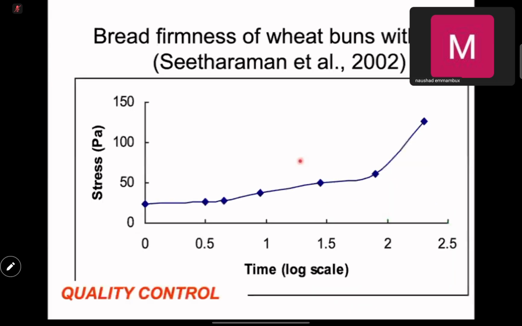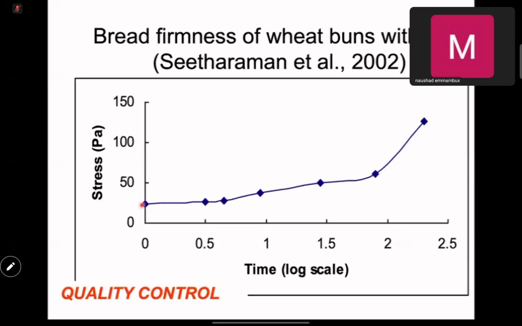So let's see what the application in food is now. For example here, you have bread. If you have bread, you cut it into slices or wheat buns, and then you do a compression test. The compression test gives you the stress, and this is log time, I think in terms of minutes. Oh, I think it's 1,000 hours here. Okay, it's hours here.